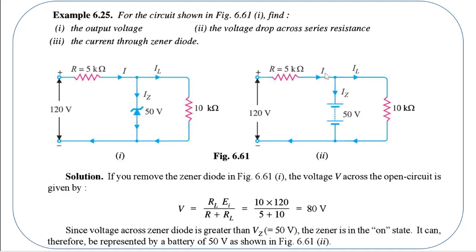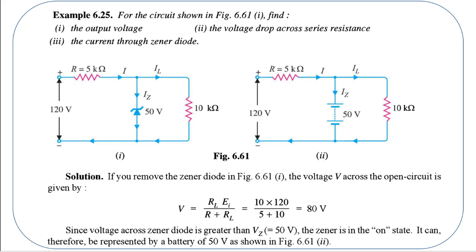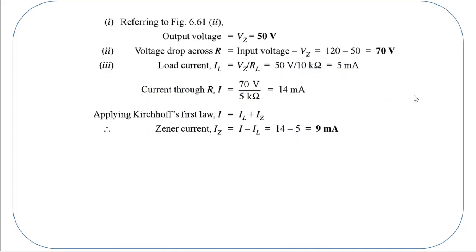And the final one, what is the current through the Zener diode? Okay. So we know that the 50 volt is the voltage drop across the load resistor. So let's calculate what is the load current. Current is voltage divided by resistance. So 50 divided by 10 kilo ohm. So 5 milliampere is the load current.